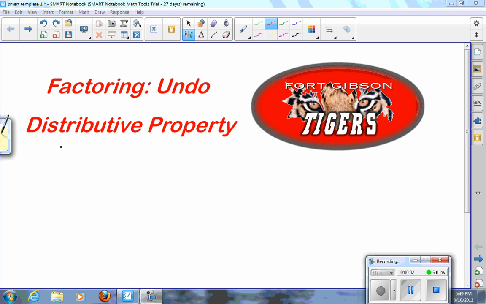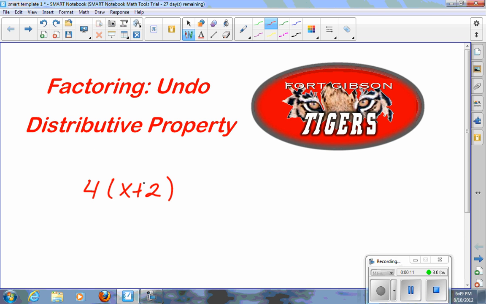This lesson is going to be about undoing the distributive property, or in other words, factoring. You might remember that if you have something that looks like this, what you have to do is multiply this 4 times everything in here, which is the distributive property. See, this probably looks familiar. Well, factoring means when I give you something that's this part, you have to tell me what two things multiply together, or more than two sometimes, will multiply together to give me this.